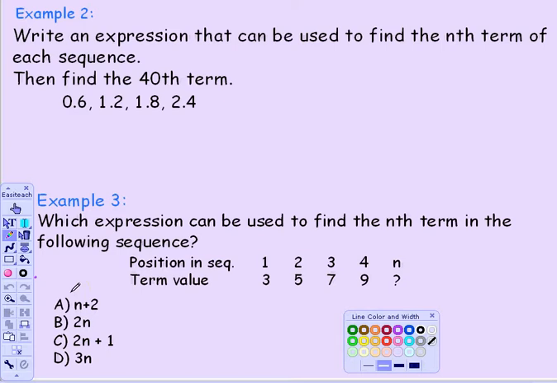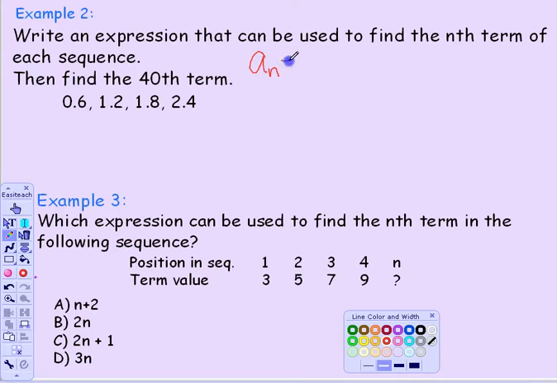Here we go with example 2 and 3. Again, copy them down and then listen to the explanation and write the notes as we go through. So the first one, write an expression that can be used to find the nth term. No, that's not a typo. It actually says nth term of each sequence. So this one, we're going to find an equation, and then we're going to find what the 40th term actually is. We're going to start with our general equation.